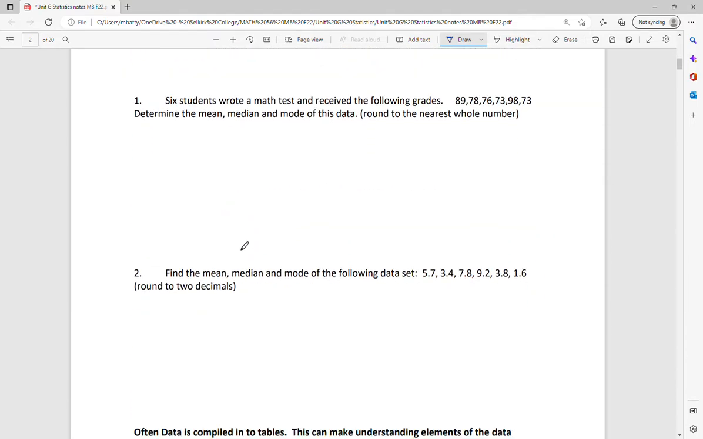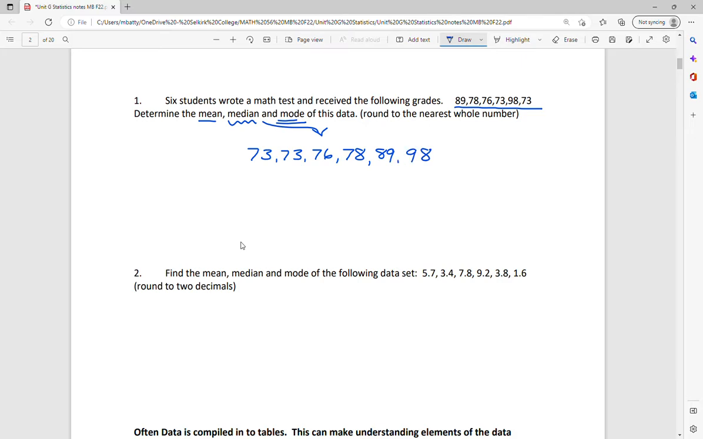So again, these are something that you've probably done before. If we have 6 students writing a math test and they all got these grades, what was the average grade in the class? So the mean. What was the median mark? And what was the mode of the data? So I find the easiest way to do this is to start by arranging them from biggest to smallest. So we could go 73, 73, 76, 78, hopefully I'm not missing one, 89, and 98.